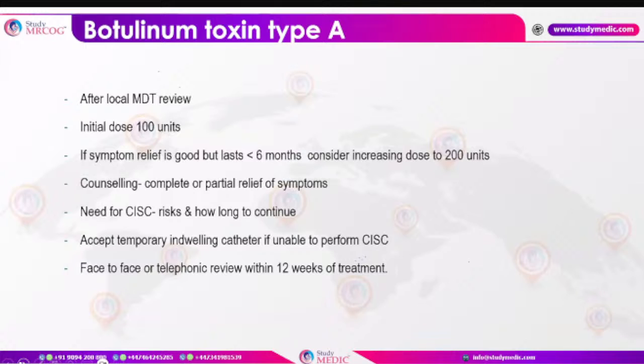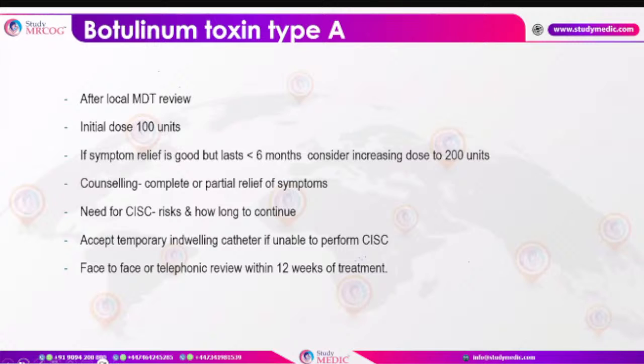Now, if the woman is not responding to bladder training and drugs are not helping her, the next step of treatment is botulinum toxin type A. Remember, you will offer this only after a local MDT review. The initial dose used is 100 units. You have to do a lot of counseling for these women. You have to counsel them that the relief of symptoms could either be complete or partial. Sometimes they can have urinary retention and need to do clean intermittent self-catheterization. If they are not able to do that, you can offer them temporary indwelling catheters.